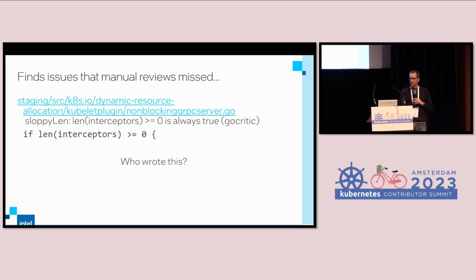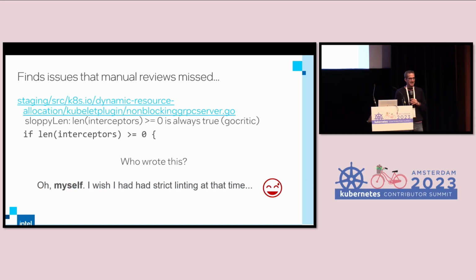I'll finish with this one here because I'm allowed to make fun of the Kubernetes contributor who wrote that code. It's not a common issue. It's a bogus or sloppy call that is compared greater or equal to 0, which is always true. So who wrote that? Well, it turns out it was me. And it has passed reviews. Someone else didn't pick it up either.